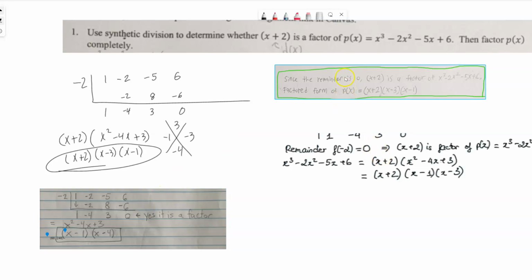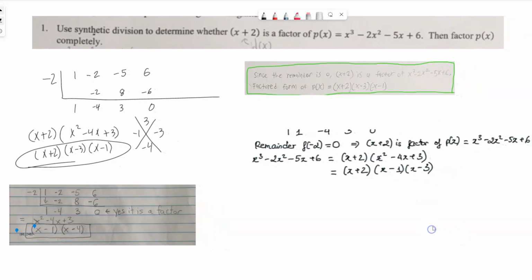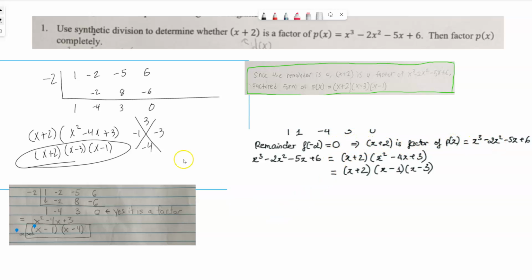Now, over here we have examples that answer it. Since the remainder is 0, x plus 2 is a factor. This is very well written out. This next one, I see that it's not all the way in. There we go, sorry. Says remainder equals 0, therefore x plus 2 is a factor of p of x. This is in math instead of in English, so a little bit more mathematical. That's fine. And then the factored form.